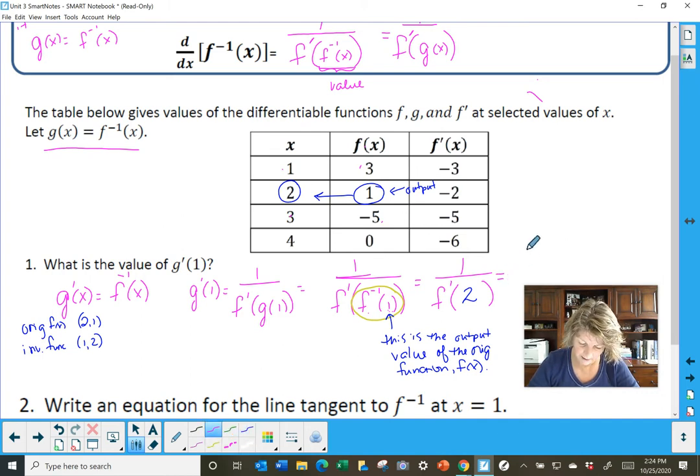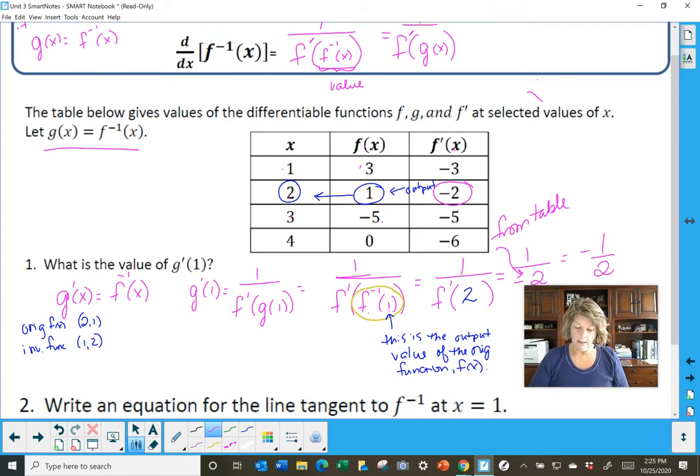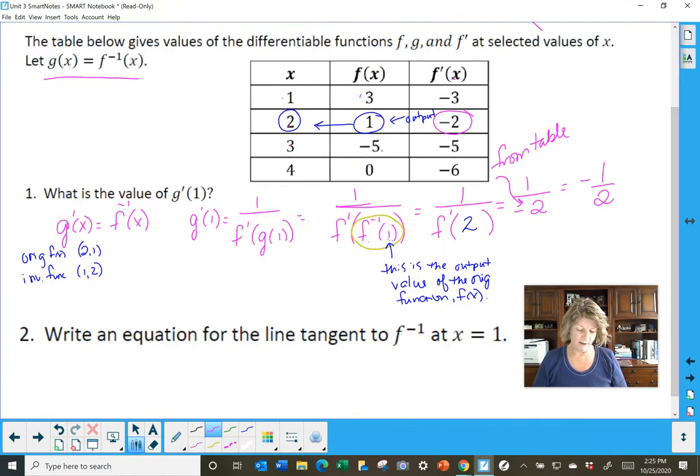Now that ends up being 1 over, back to the table lookup, f prime of 2 is negative 2. And this comes from the table. And it looks like we get negative 1/2 for our slope. All right, then question 2 says write an equation for the line tangent to f inverse at x equals 1.